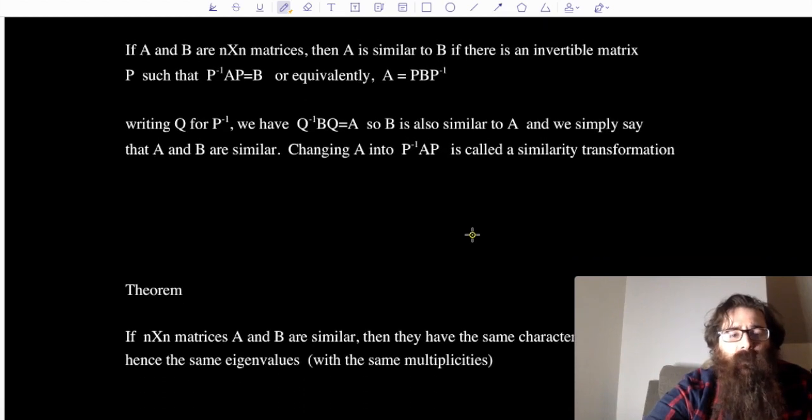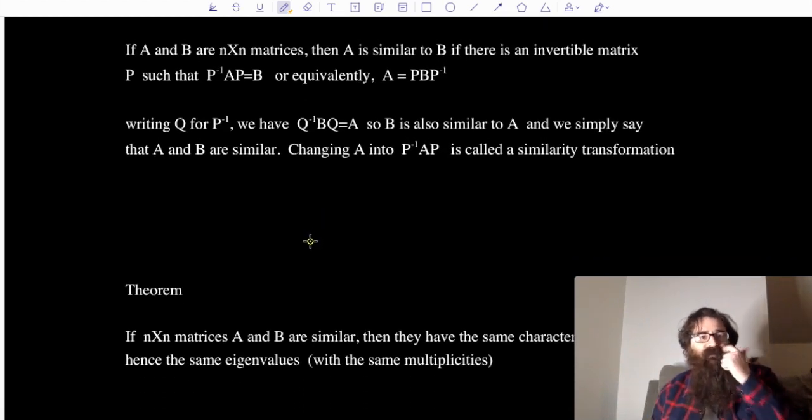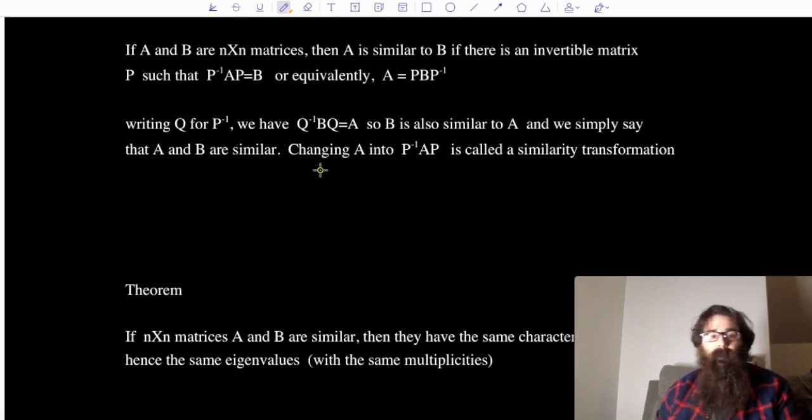I have a couple of ideas I want to end with, a theorem and then a nice conversation about similar matrices that's going to help us move into a topic on diagonalization and working with diagonal matrices and a bit of why we care about them. We have, if A and B are n by n matrices, then A is similar to B if there is an invertible matrix P such that P inverse times A times P is equal to the matrix B. Or if I were to solve this for A, we would say A equals P B P inverse.